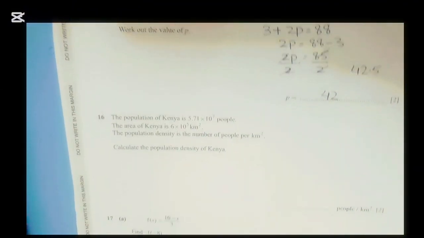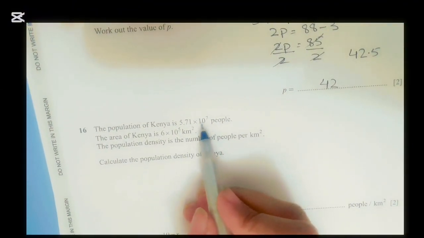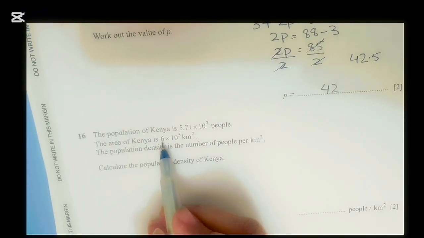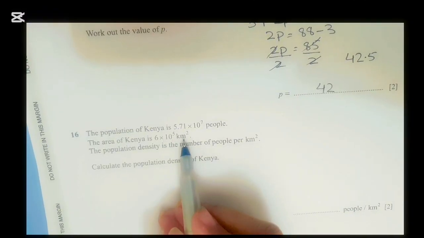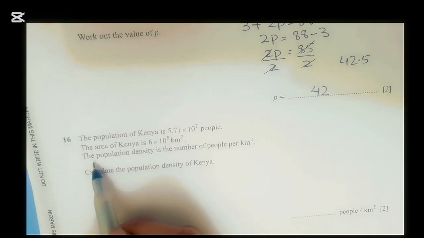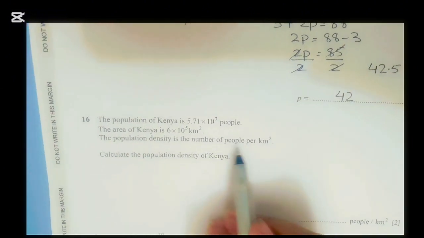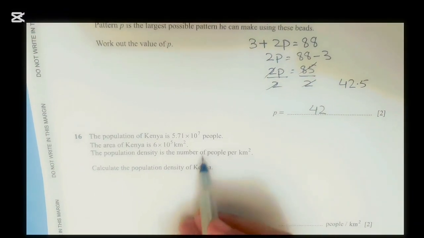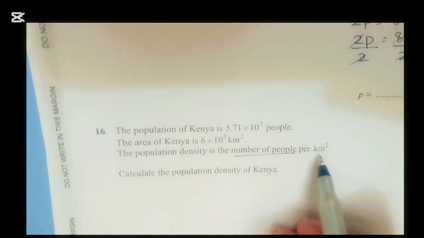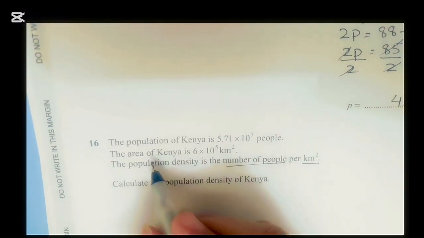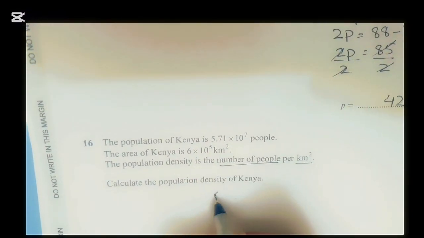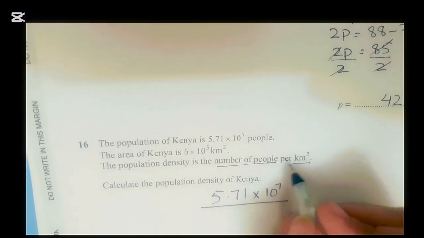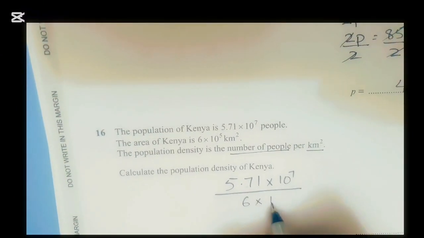Okay, now question number 16: the population of Kenya is 5.71 times 10 power 7 people, and the area of Kenya is 6 times 10 power 5 kilometers square. The population density is the number of people per kilometer square. Calculate the population density of Kenya. So you can see over here, number of people per kilometer square. First of all, I am writing the number of people: 5.71 times 10 power 7, per means we have to divide, divided by 6 times 10 power 5.